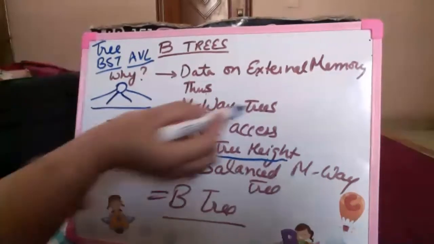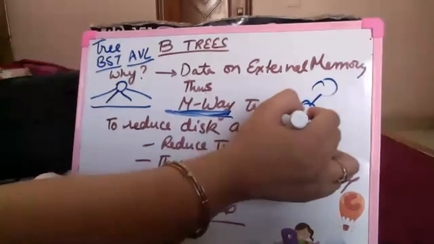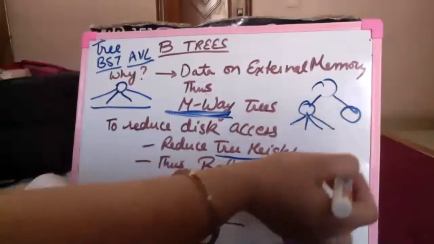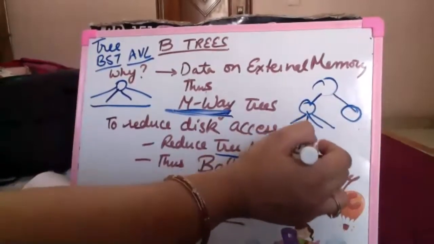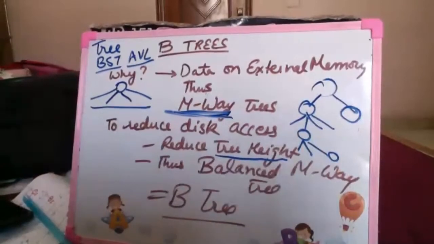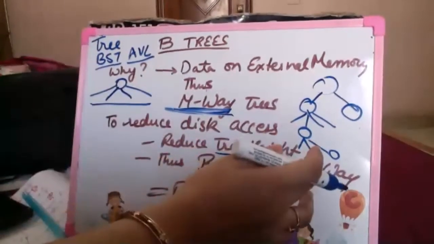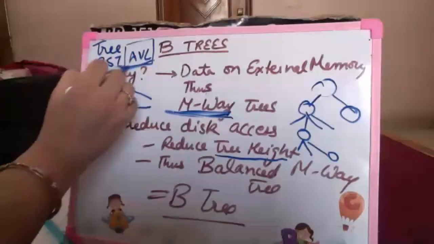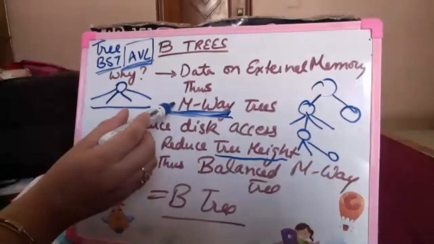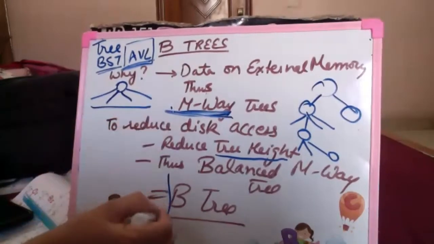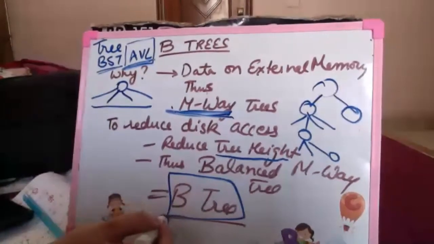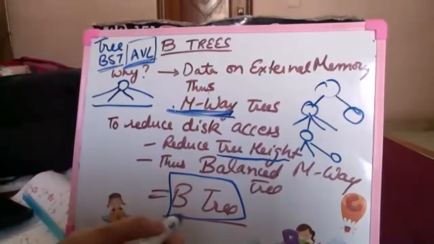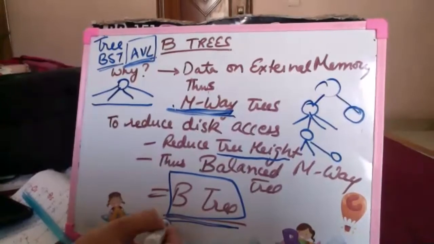Now again, in M-way trees, it is possible that one node is having 4 children, another node is having no children. Again, it is possible that I am increasing the height due to the unbalanced nature even in an M-way tree. In that case, we try to balance it as we try to balance the binary search trees in a special form, the AVL tree. Similarly, we try to balance M-way trees in a special form called a B tree. So when we have a balanced M-way tree, that is what is called a B tree.